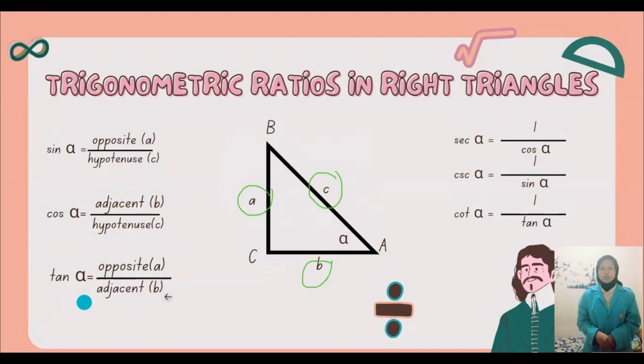If we have a value of sin, cos, and tan, we can find out secant alpha, cosecant alpha, and cotangent alpha. The formula to find out secant alpha is 1 over cos alpha, and then cosecant alpha is 1 over sin alpha, and cotangent alpha, the formula is 1 over tan alpha.